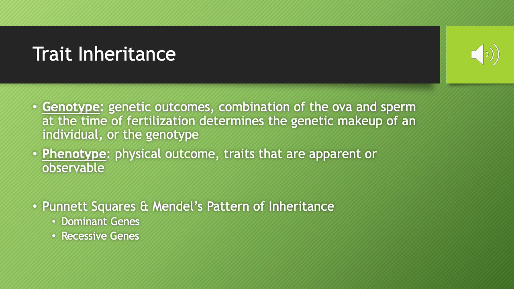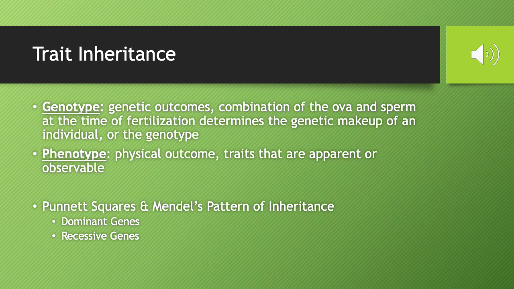So we'll go over a little bit regarding the trait inheritance side of things. So we have genotypes and phenotypes, and again, this is more so over on the meiotic side of things. We have two parents donating half of the chromosomes to create one individual, or maybe two, depending on if you have twins, but one individual that has a full set of chromosomes.